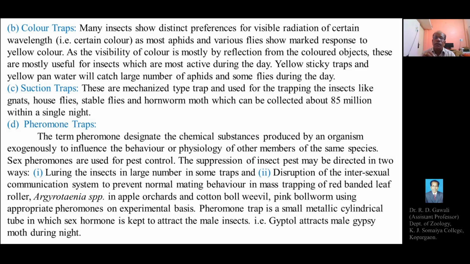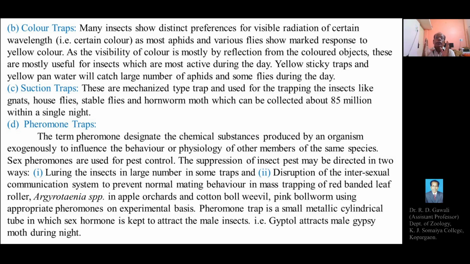of the particular species. For example, a chemical substance or sex hormone, namely gyptol, can be kept in a pheromone trap, a small device prepared using a small metallic cylindrical tube in which the gyptol-like sex pheromone is kept, and that will be kept in the field. So ultimately, males of the gypsy moth can be attracted towards the pheromone trap containing gyptol, and this will attract the male gypsy moth during the night.